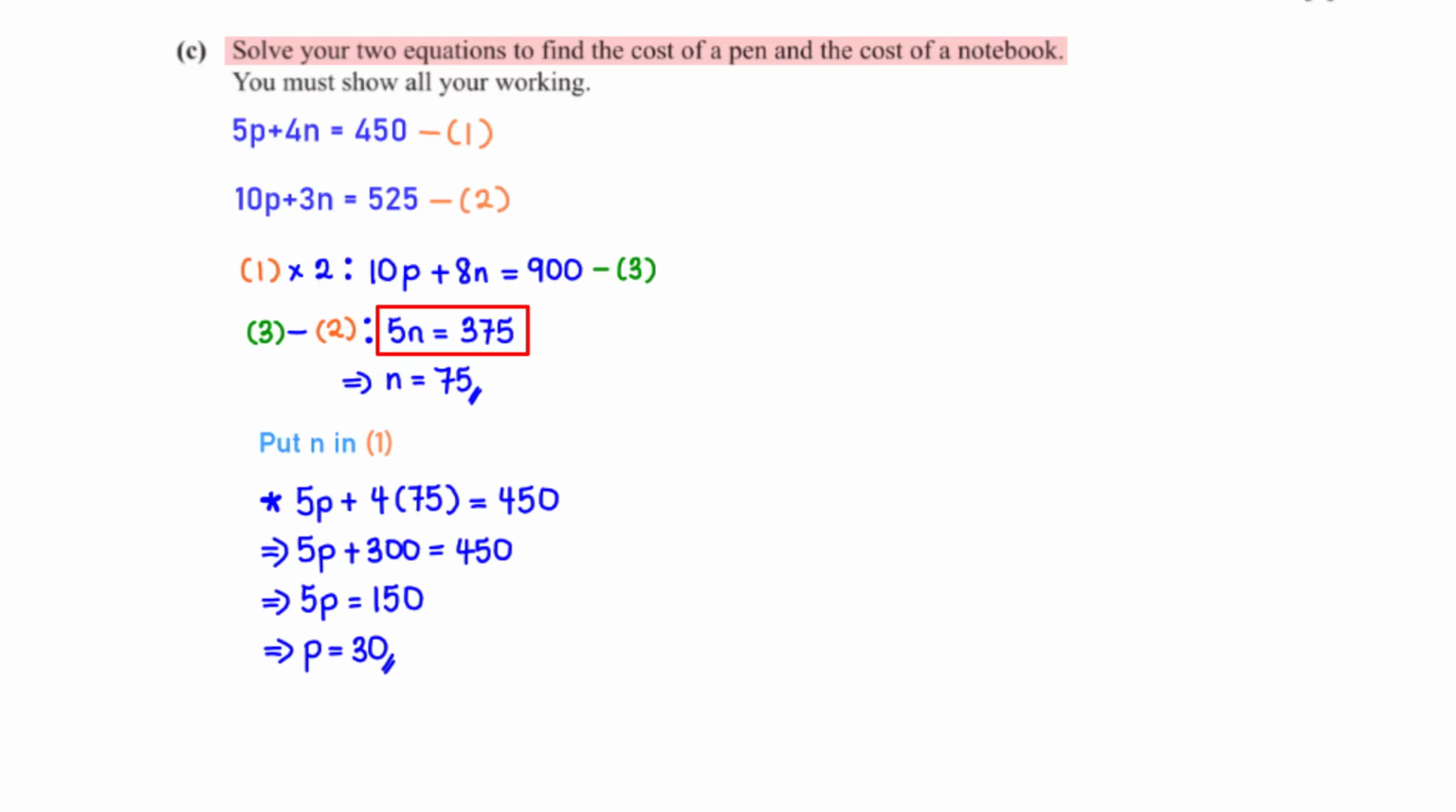When we divide both sides by 5, we get n equals 75. Now we can get the value of p by plugging in the value of n into any of the equations.